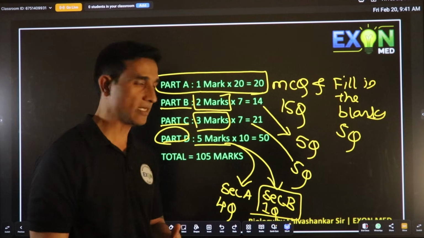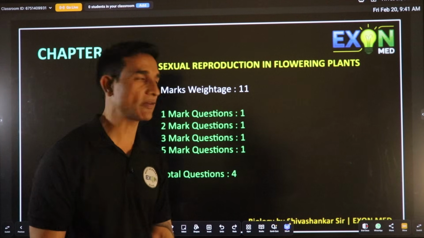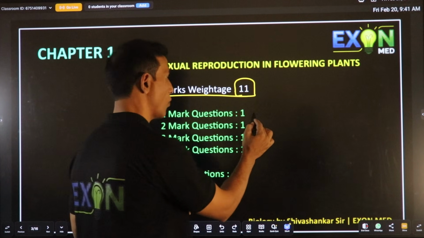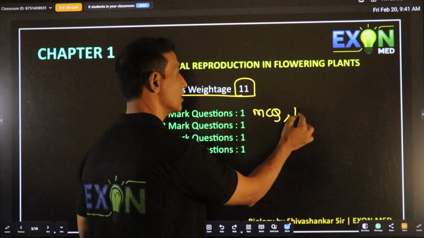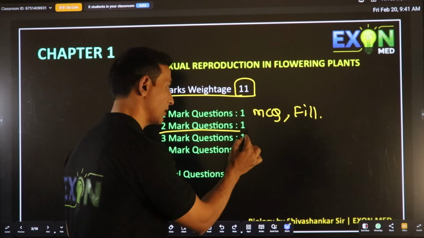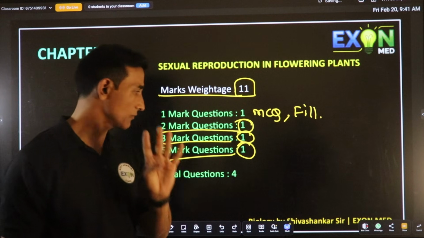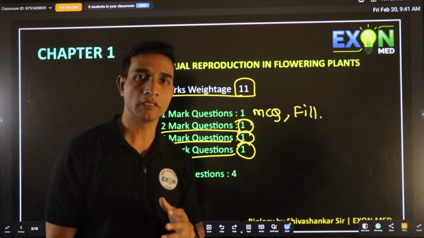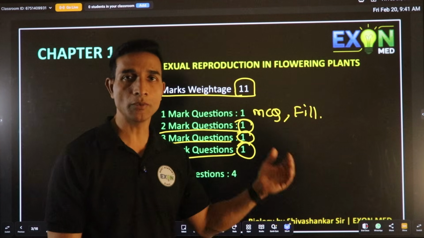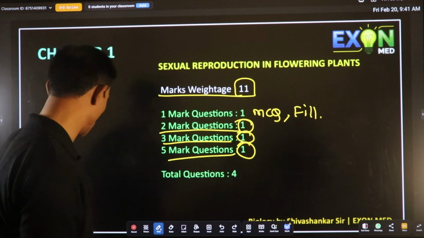Let us see now, chapter-wise, how much weightage and what type of questions will be asked in each chapter. Sexual reproduction in flowering plants: the weightage is 11 marks and there will be 1 either MCQ or fill in the blanks question. So you have to read NCERT completely for this. And there will be 1 question of 2 marks, 1 of 3 marks, and 1 of 5 marks. So totally 4 questions are possible for the board exam. The possible 2 mark and 3 mark questions we will discuss in the next PPT.